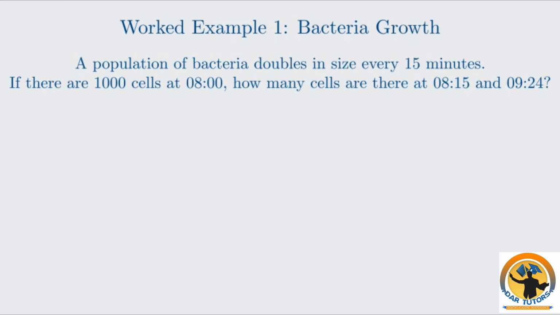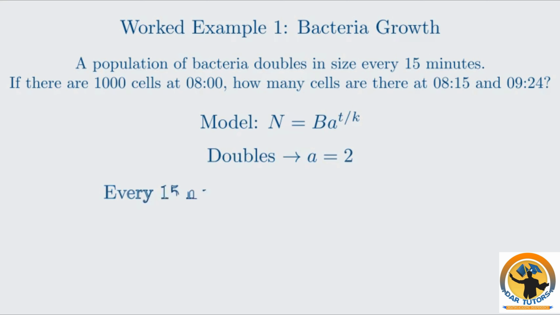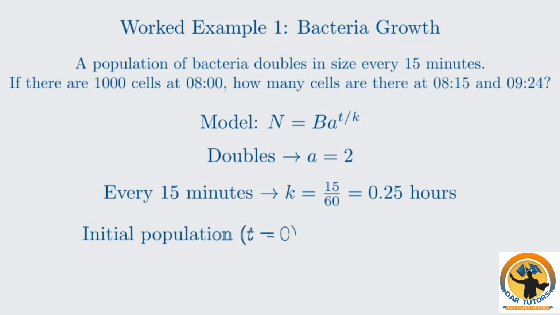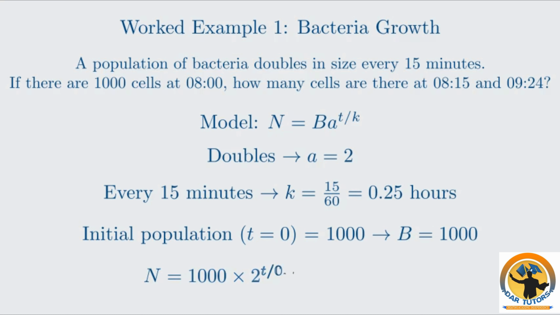We'll use the form n equals b times a to the power of t over k. We'll let t be time in hours, with t equals 0 at 8 a.m. The problem states the population doubles, so our growth factor, a, is 2. It doubles every 15 minutes, which is 1/4 of an hour, so k is 0.25. The initial population at t equals 0 is 1,000, so b is 1,000. This gives us the model n equals 1,000 times 2 to the power of t over 0.25, which simplifies to n equals 1,000 times 2 to the power of 4t.